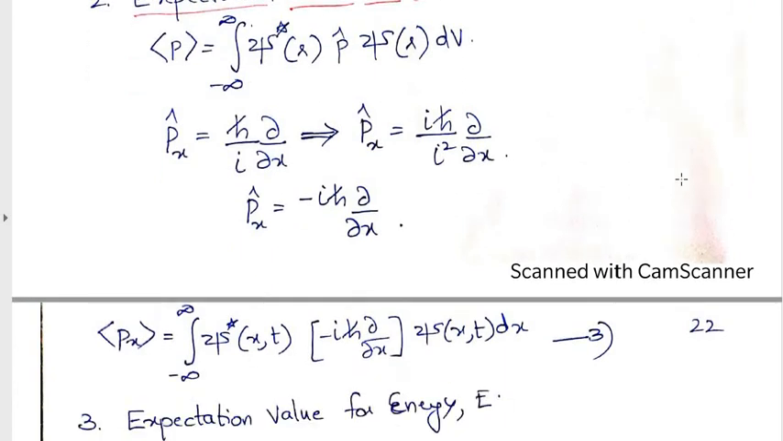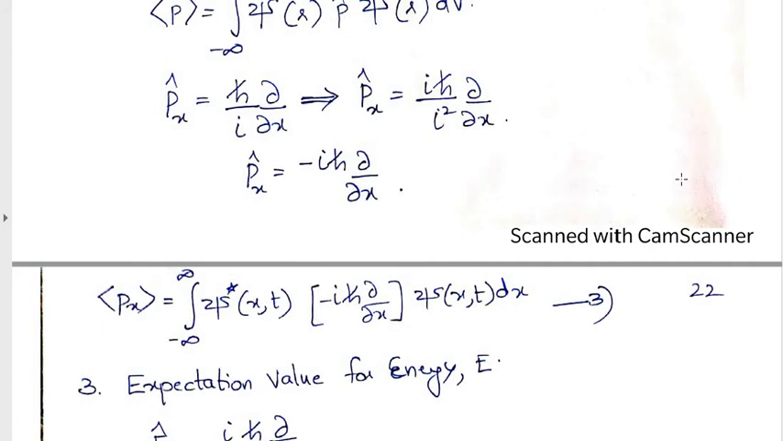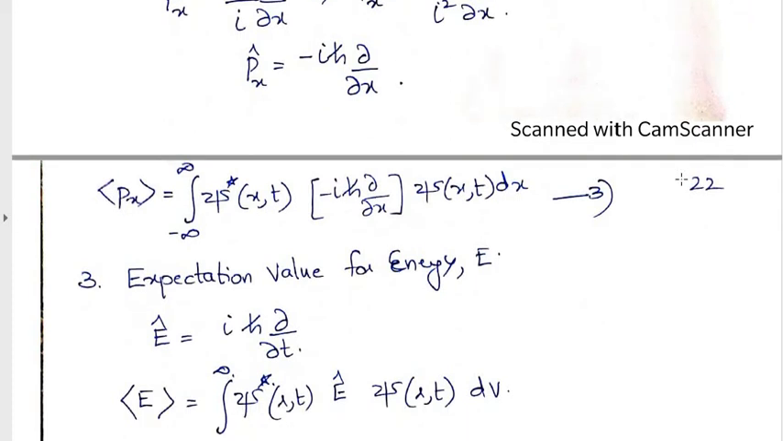So therefore we are able to write the expectation value for the component of momentum along the x direction. The expectation value of px is equal to the integration of psi star of x,t into the operator of px, which is minus i h bar into del by del x, psi of x,t dx. Limits of integration are between minus infinity and plus infinity.